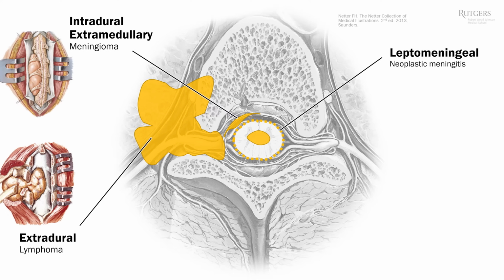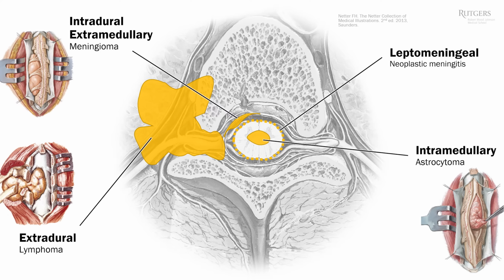Last but not least, intramedullary. Mets are very rare in this compartment, and we're generally dealing with primary CNS tumors, like astrocytoma or ependymoma. Final fact, please remember that neurofibromatosis patients have mutations in tumor suppressor genes. NF type 1 patients get intramedullary tumors, like ependymomas and astrocytomas, and type 2 get dural-based tumors, like meningiomas and schwannomas.